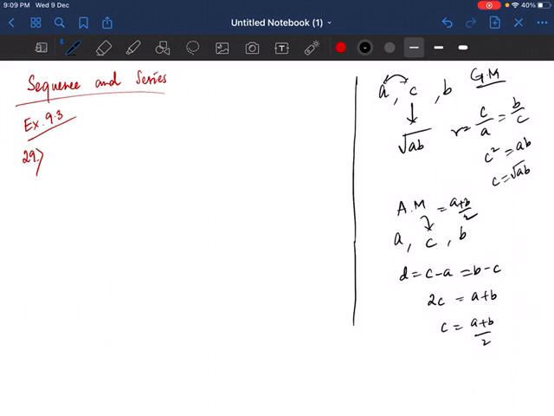So if somebody asks you what is geometric mean, that is root over AB. This one is your geometric mean. And what is arithmetic mean? It is A plus B by 2. So this is the way you will find them.